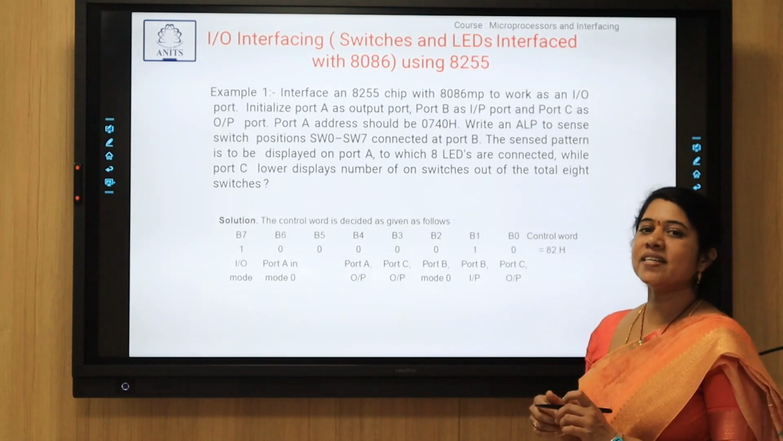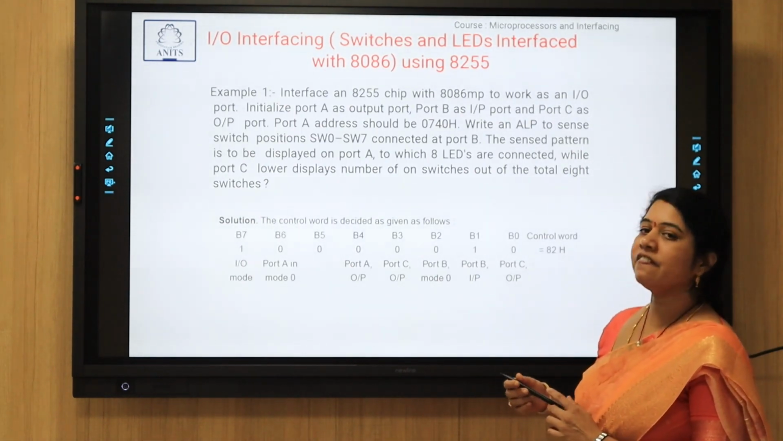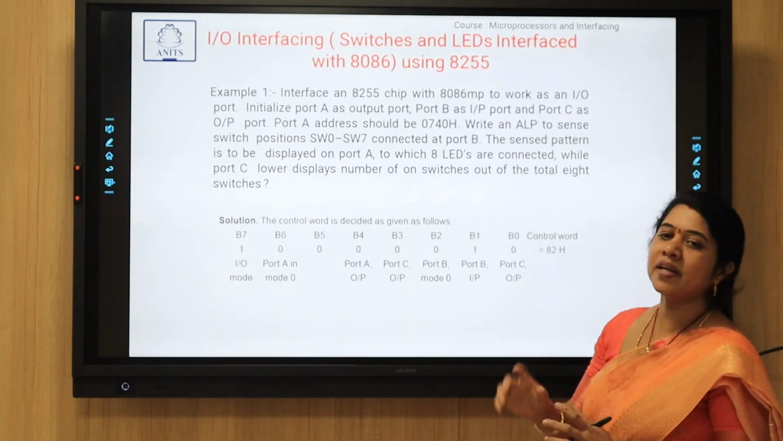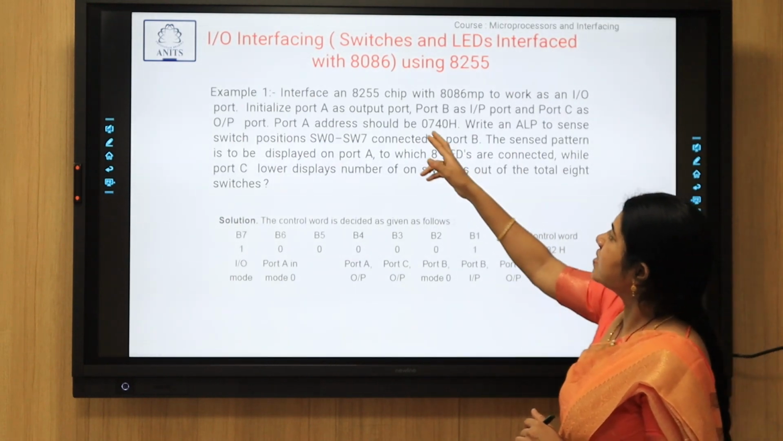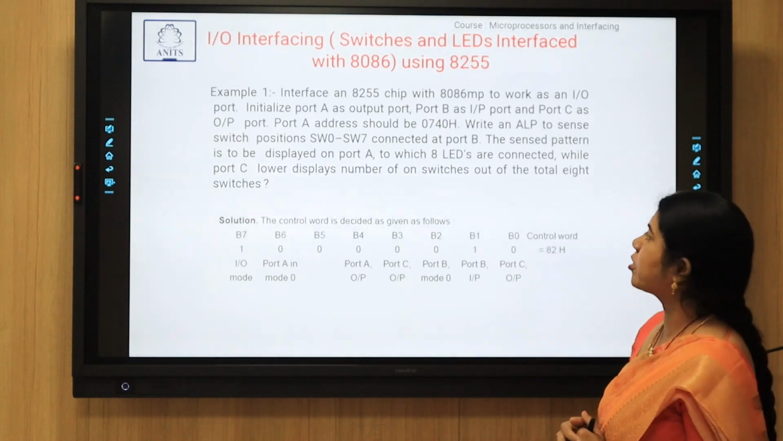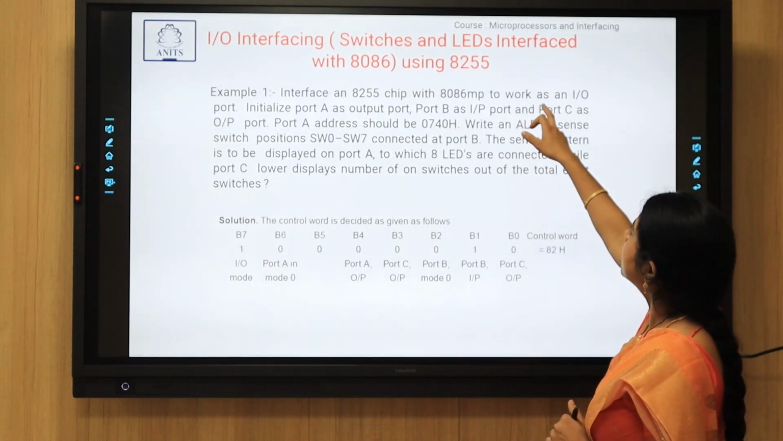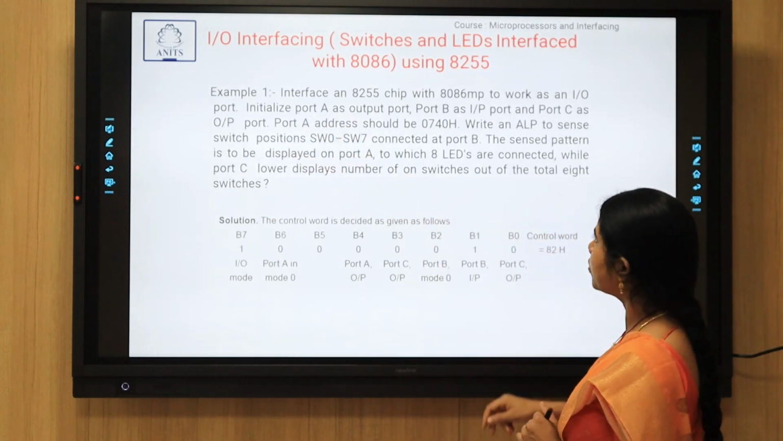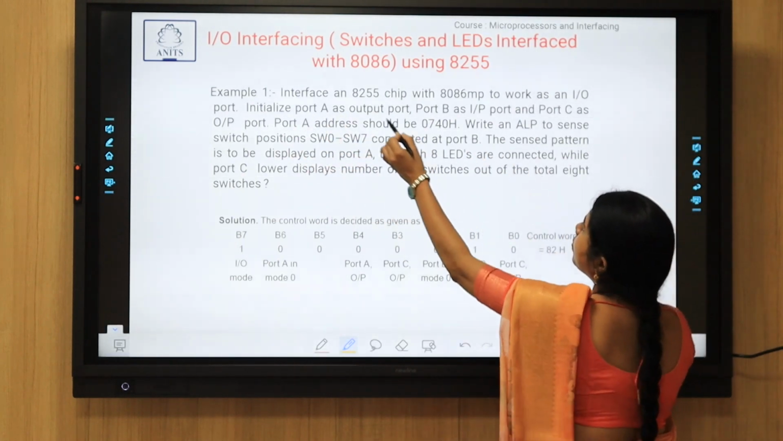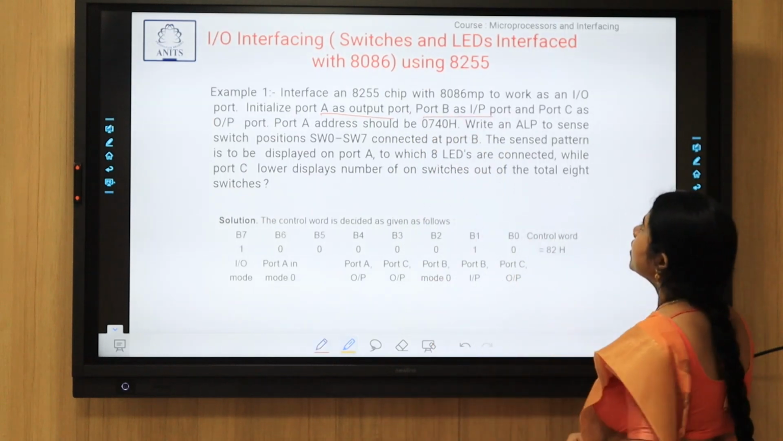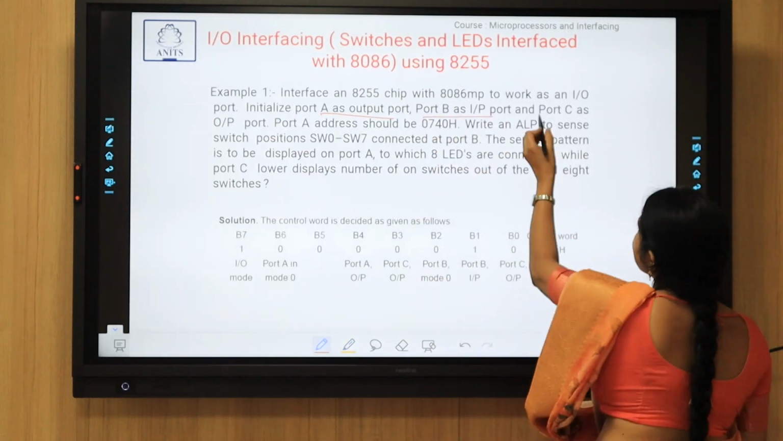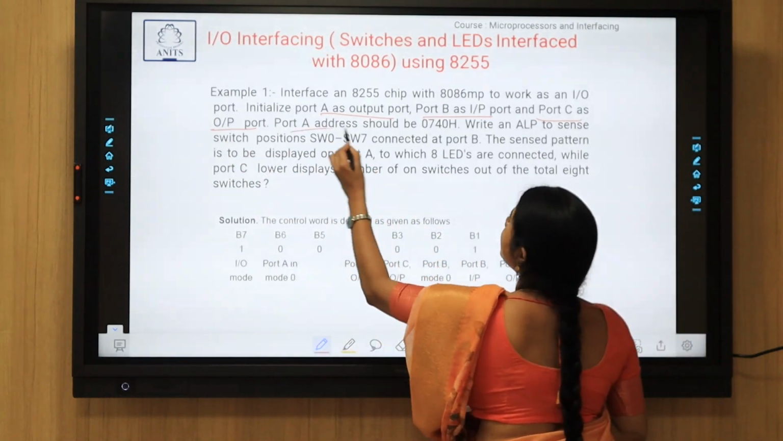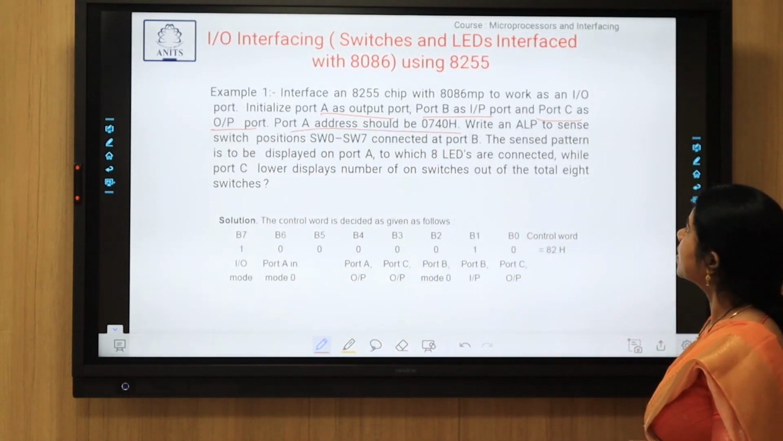Let us understand the interfacing of 8255 with 8086 with an example. Here in the example it is specified: interface an 8255 with the 8086 microprocessor to work as an IO port. Initialize port A as output port, port B as input port, and port C as output port, and the port A address should be 0740.